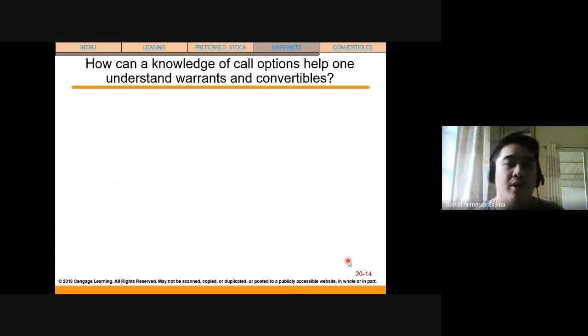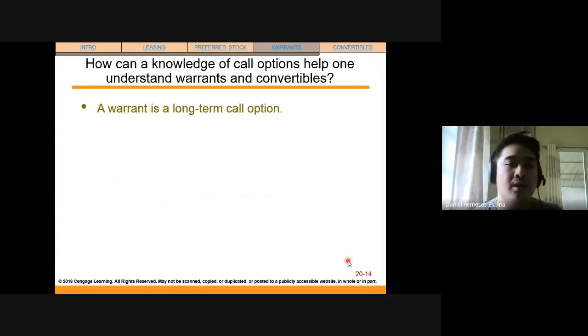Let's say in your agreement now you're going to buy those shares at 15. After 5 years, although the market price is already 20 or 25 per share, because you have entered into a call option, you will only buy those shares at $15 per share. So why is it important to know the call options to understand warrants and convertibles?